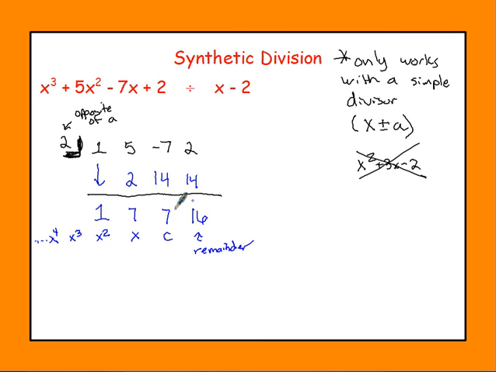Okay, so you always read it backwards. Again, it's your remainder, your constant, your x, and your x squared. So in our case, here's my answer: I have 1x squared plus 7x plus 7 with a remainder of 16 over x minus 2. And there you go. So you see how synthetic division is easier, but again, it only works with simple divisors, okay? So let's try another one.